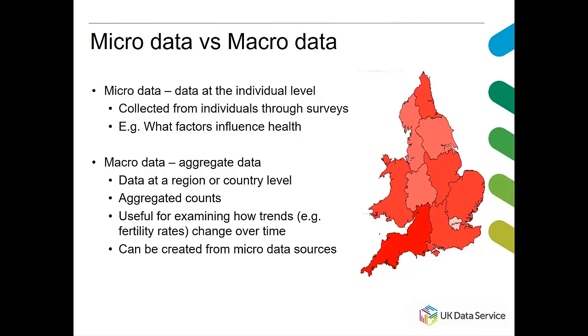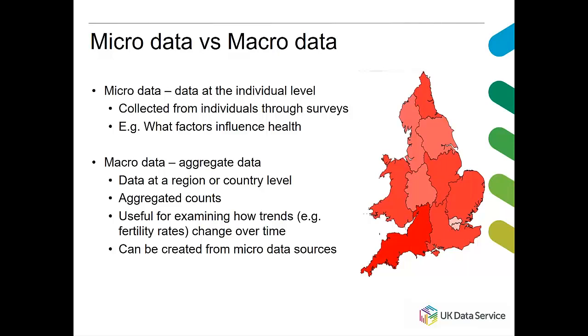So you might hear these terms mentioned. We have microdata versus macrodata, and I just want to define them both if you're not familiar with them. So microdata is data which is at the individual level. So this is information about individual people. And you might use those to have a look at what factors influence health outcomes or education outcomes, for example.